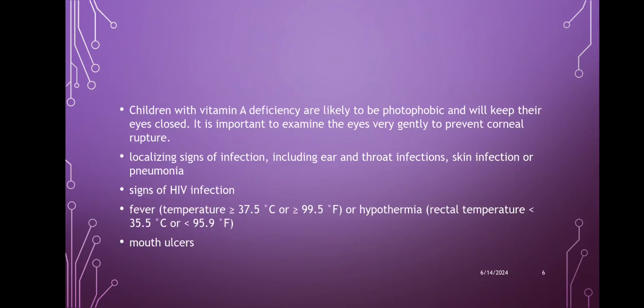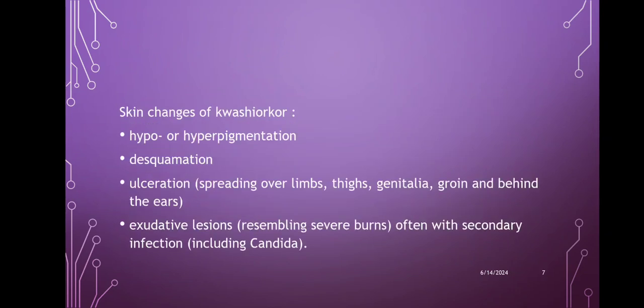Then fever, check for the temperature. Is it above 37.5 degrees Celsius? Or check for hypothermia, which is defined as a rectal temperature of below 35.5 degrees Celsius. Check for mouth ulcers. Then assess for skin changes, which includes hyperpigmentation, desquamation, ulceration, which is spreading over the limbs, thighs, genitalia, groin, and behind the ears. Assess for exudative lesions that can resemble severe burns, often with secondary infection, including candida.